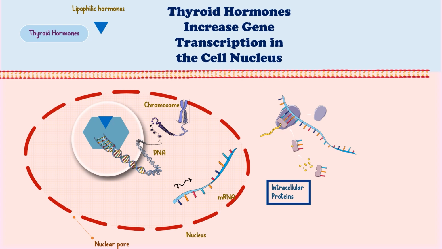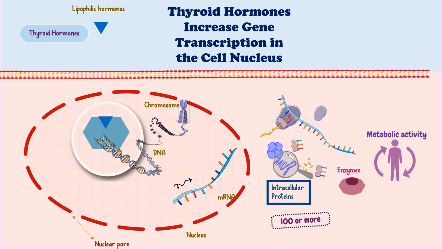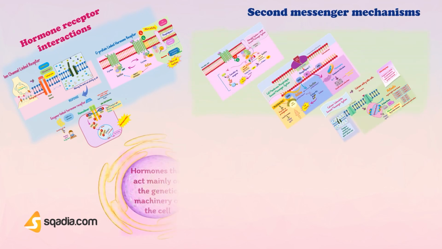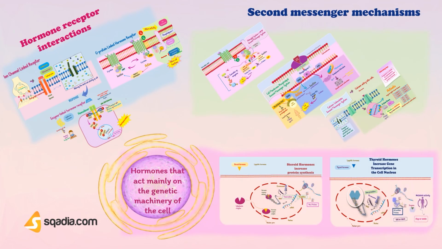They activate the genetic mechanisms for the formation of many types of intracellular proteins, probably 100 or more. Many of these are enzymes that promote enhanced intracellular metabolic activity in virtually all cells of the body. Once bound to the intranuclear receptors, the thyroid hormones can continue expressing their control functions for days or weeks. So this was all about the mechanism of action of hormones, where we studied cell membrane hormone receptor interactions and second messenger mechanisms, and how steroid and thyroid hormones act mainly on the genetic machinery of the cell.